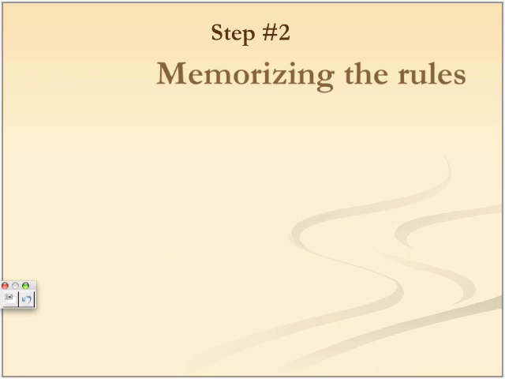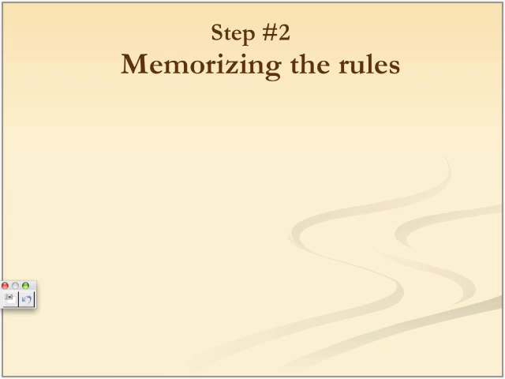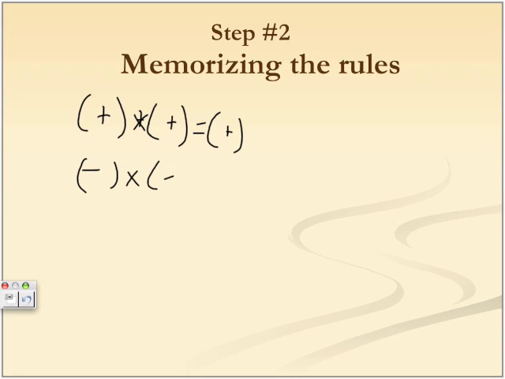Step 2, memorizing the rules of multiplying. So it's different than addition. A positive times a positive equals positive. A negative times a negative equals a positive. But when you have two different signs, it always equals a negative, even vice versa.